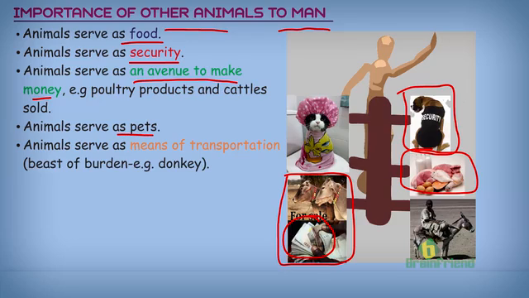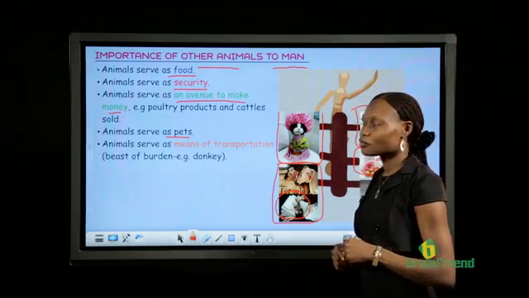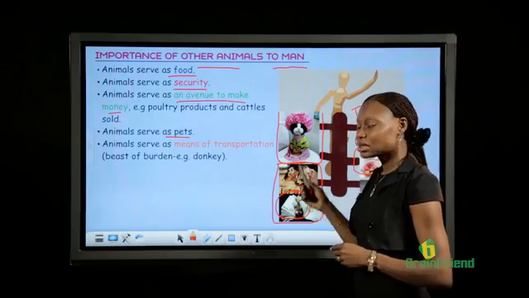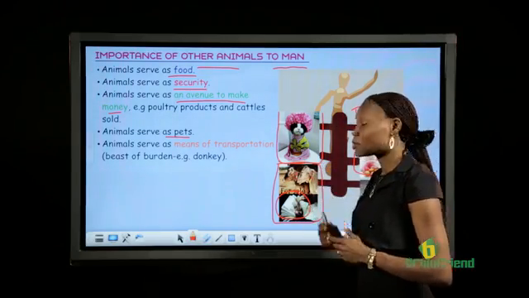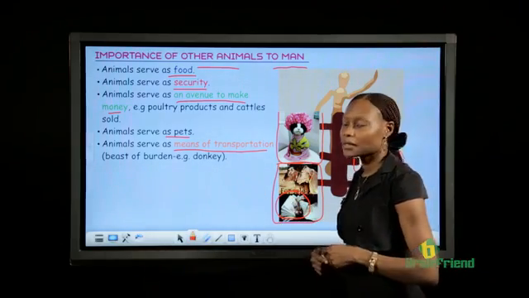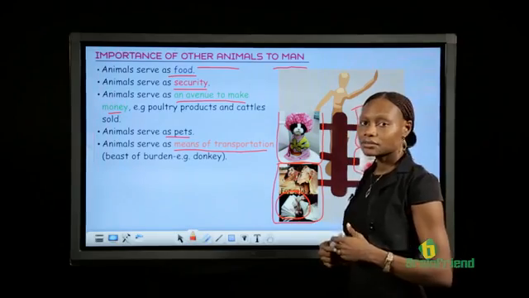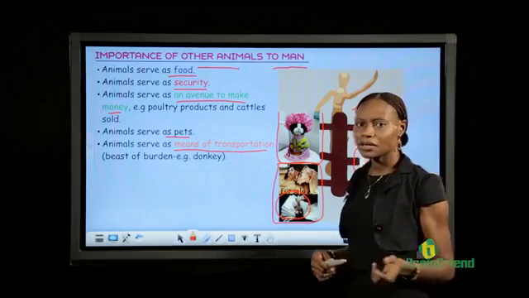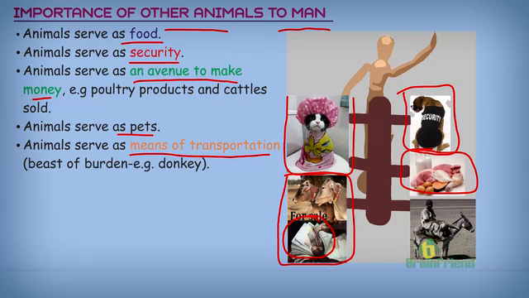Animals also serve as pets. I'm sure the person who took time out to dress our kitty cat was just having a good time with himself. So as a pet, this animal serves to keep the owner company, make him feel good, and all of that. Animals also serve as means of transportation, movement from one place to another. The horses, the donkeys, the camels, they all serve as means of transportation, transporting either people or their goods from one place to another.